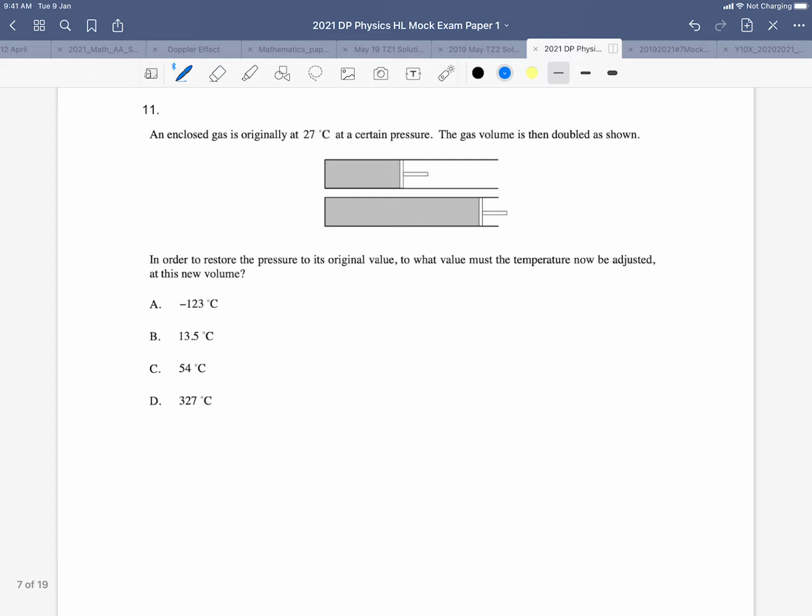Okay, ideal gas. Enclosed gas, 27 degrees Celsius at a certain pressure. Let's call that P1. And it's at volume V1. Gas volume is doubled. V2 is 2V1. And we have a temperature T1, which is, let's quickly convert that to Kelvin so we don't make that mistake. 27 plus 273 is 300 Kelvin. Okay, so we want to now restore the pressure to its original value. We want P2 to be P1. How must the temperature now be adjusted?